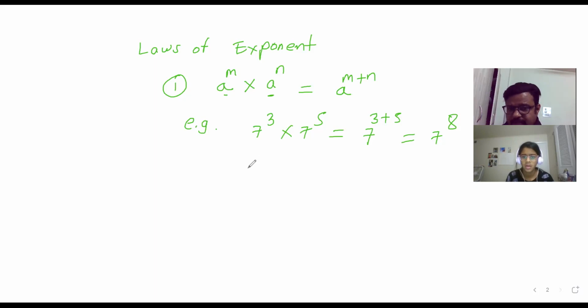I'm giving another example. 6 raised to 7 multiplied by 6 raised to 2 becomes 6 raised to 7 plus 2, that is 6 raised to 9. Write it down. This is the first law.